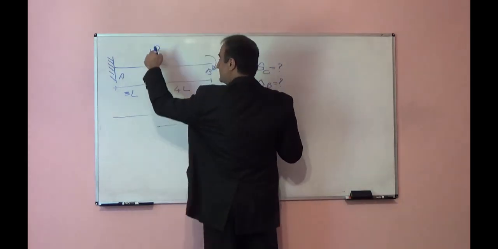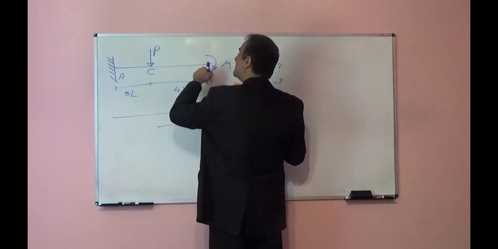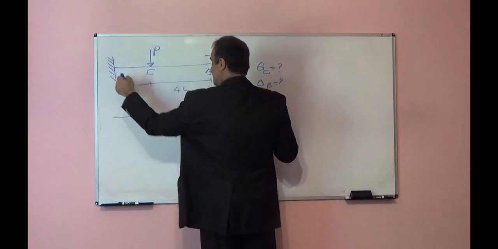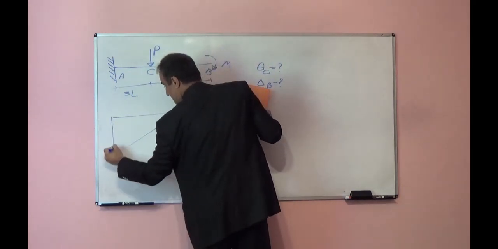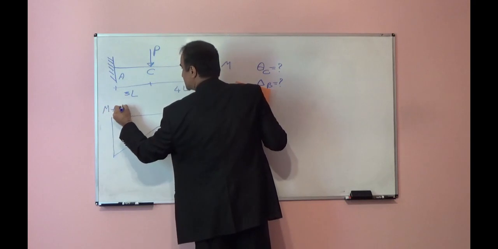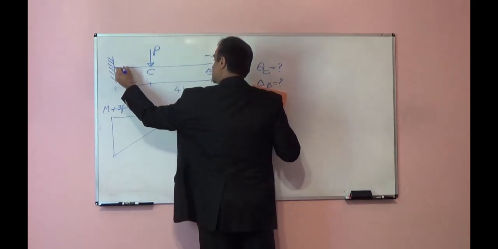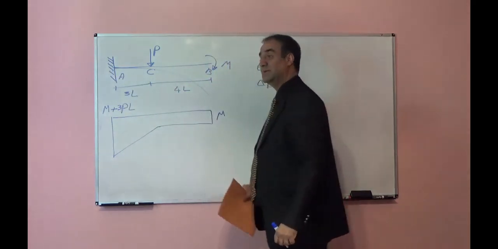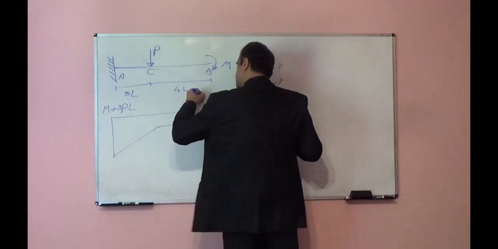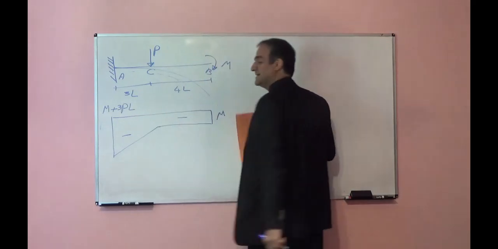After C, we have the load. At point A, the moment will be M plus P times 3L. So the moment here will be M plus P times 3L, which means 3PL. Negative or positive? Because this beam will deform downward, underneath of the beam we have compression, so it is negative.